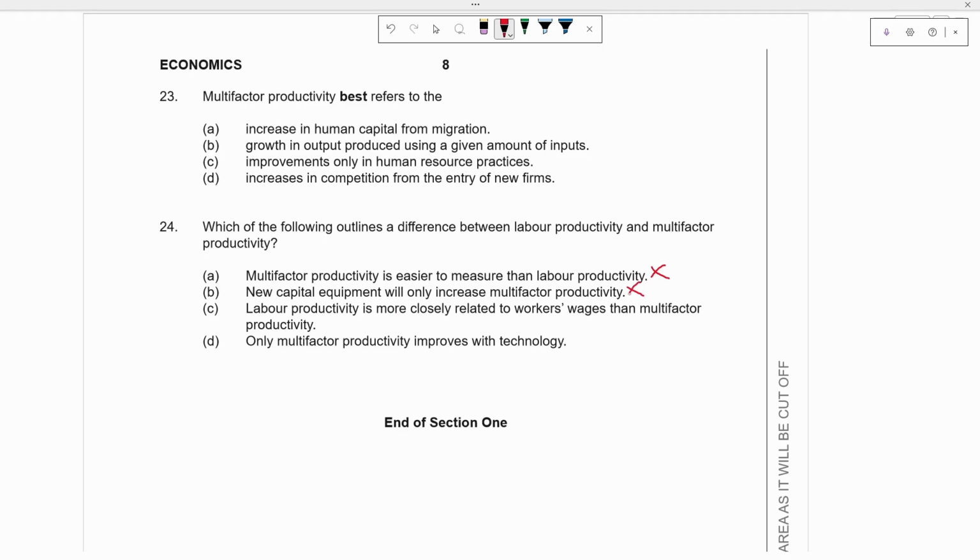B, new capital equipment will only increase multi-factor productivity. This is also incorrect. This would also increase labor productivity. C, labor productivity is more closely related to workers' wages than multi-factor productivity. This is correct, and it's true. D, only multi-factor productivity improves with technology. This is also incorrect. Labor productivity would also improve.